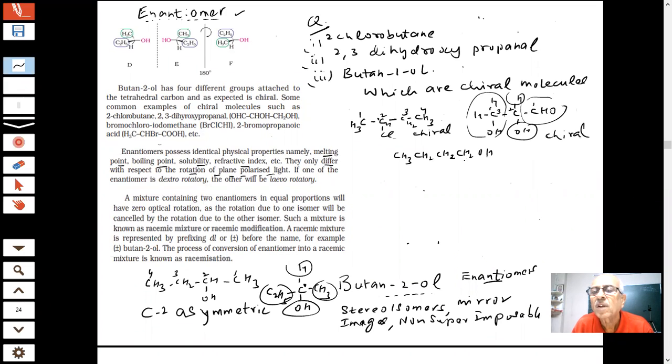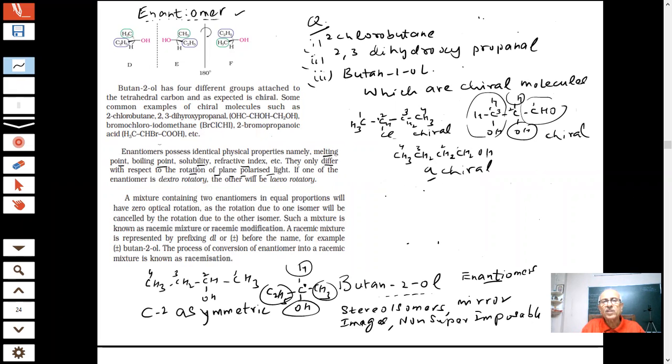What about this? 1, 2, 3, 4. These 2 hydrogens are the same, these 2 hydrogens are the same, 3 hydrogens are the same. This is achiral. We have to identify in the paper what is a chiral and achiral molecule. Then we have to see if there is any carbon which is asymmetric. What is an asymmetric carbon? When 4 different groups are attached to a carbon, that is an asymmetric carbon. Clear? Any doubt?